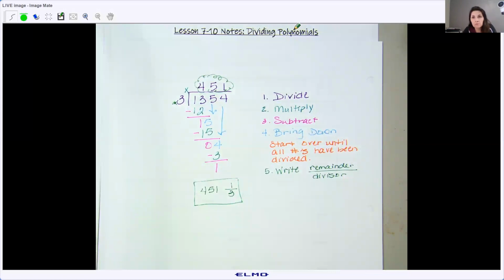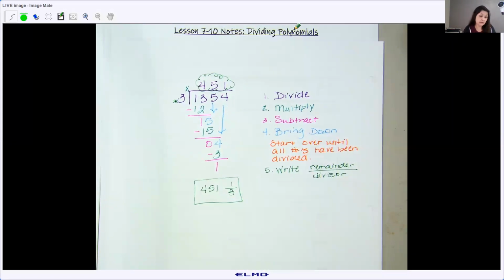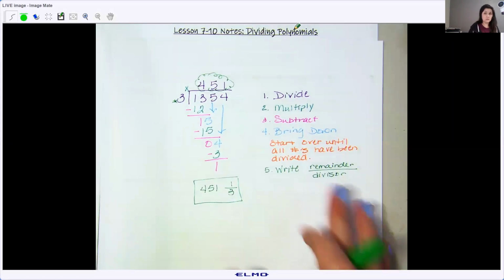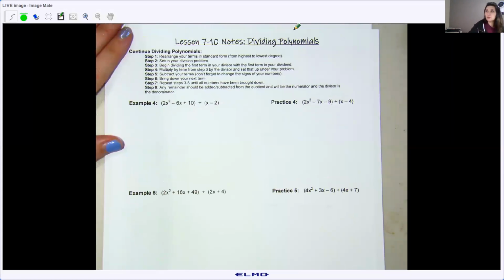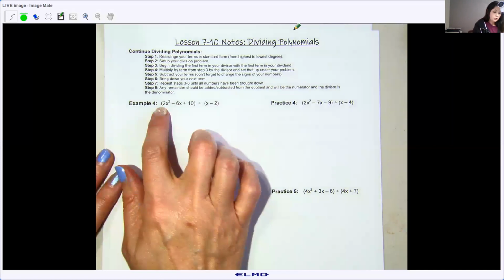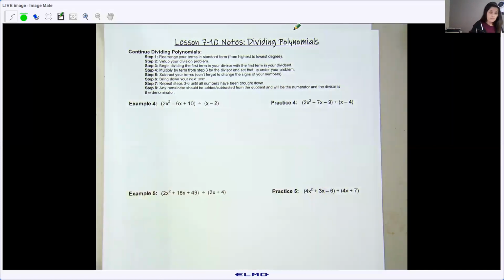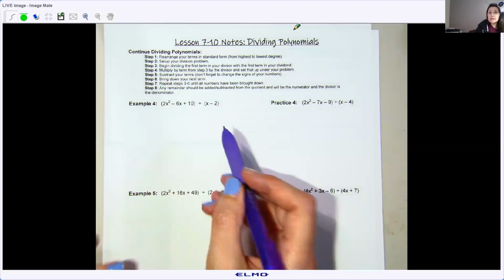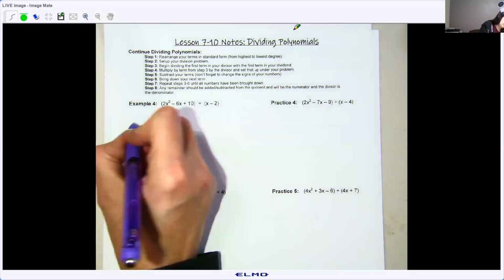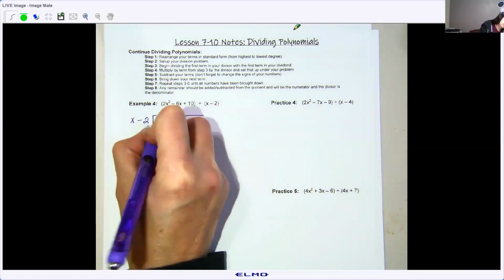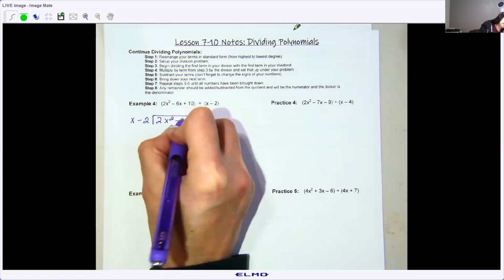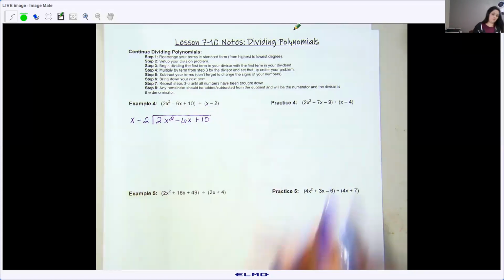This is what we're going to be doing, but with variables. So I know that some of you think this is silly, but I'm going to refer back to this when we're in the middle of the rest of this lesson. Okay, so let's go ahead and look at this very first one. You always want to make sure your terms are from greatest degree to least degree, and I've made sure of that for you. So I'm going to write this out as a long division problem. Okay, x minus 2. And then 2x squared minus 6x plus 10, okay?